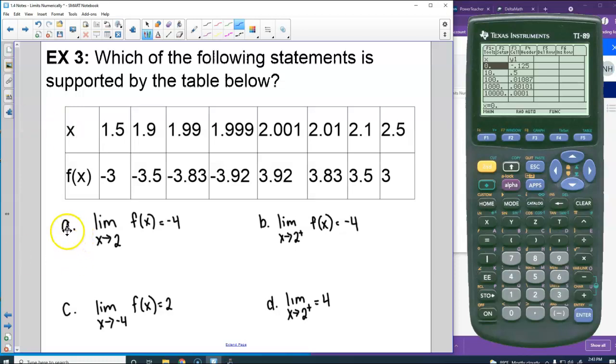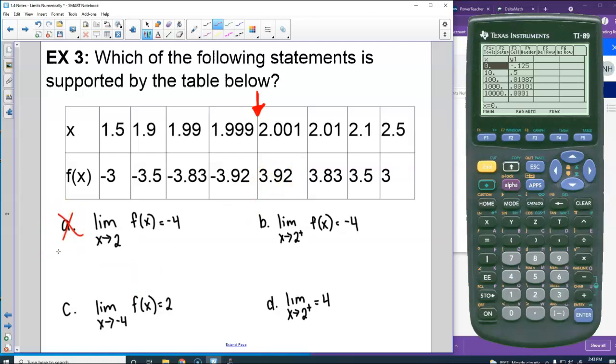Okay, so A says the limit as x approaches 2, which 2 would fall right here. We don't actually have 2, right? 2 would fall right here between 1.999 and 2.001. Does that limit as x approaches 2 of f of x equal negative 4? It does from the left side, but does it from the right side? No, because you're getting a positive over here, so it's not A.